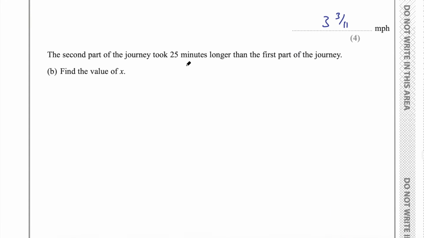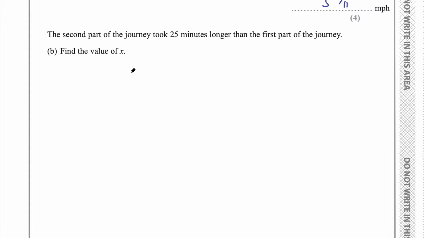Now we need to add on 25 minutes to the first part of the journey because that is 25 minutes less than the second part. So our equation is going to look like 2x over 3, the time for the second part, equals x over 4 plus 25 minutes. Now this 25 minutes we actually need in hours, not in minutes, because the speeds are in miles per hour, we need to keep all of the units consistent. So we need to change this 25 minutes into hours.